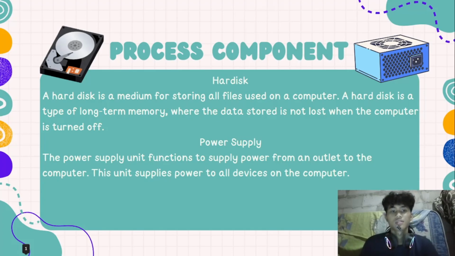In the next slide, there is the hard disk. A hard disk is a medium for storing all files used on the computer. A hard disk is a type of long-term memory where the data stored is not lost when the computer is turned off. And there is the power supply. The power supply unit functions to supply power from an outlet to the computer. This unit supplies power to all devices on the computer.